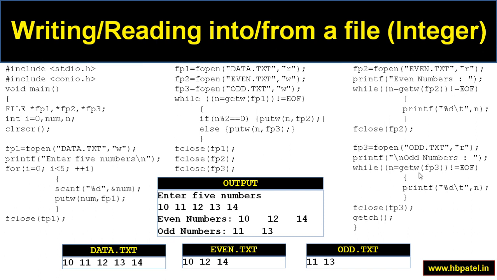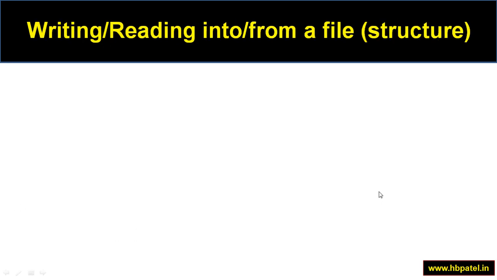Odd numbers, a message will be there, odd numbers, and then 11 and 13. 11 first time and 13 second time, and then we close. So this program looks a little longer, but it is very simple to understand.